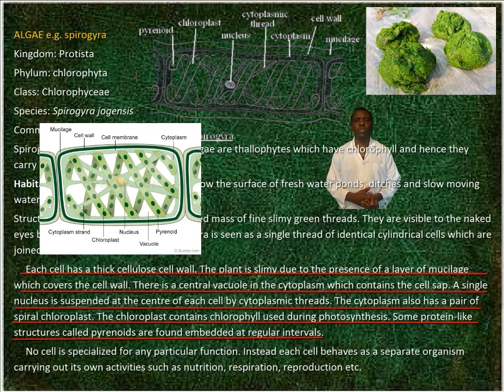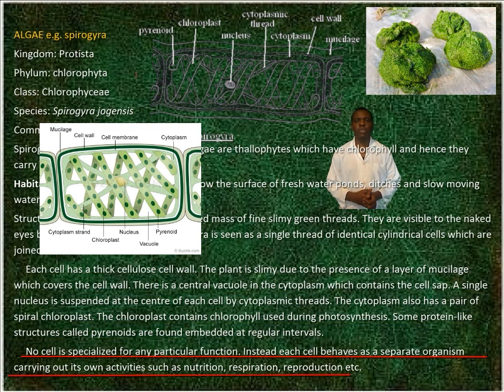Some protein-like structures called pyrenoids are found embedded at regular intervals. No cell is specialized for any particular function. Instead, each cell behaves as a separate organism, carrying out its own activities such as nutrition, respiration, reproduction, etc.